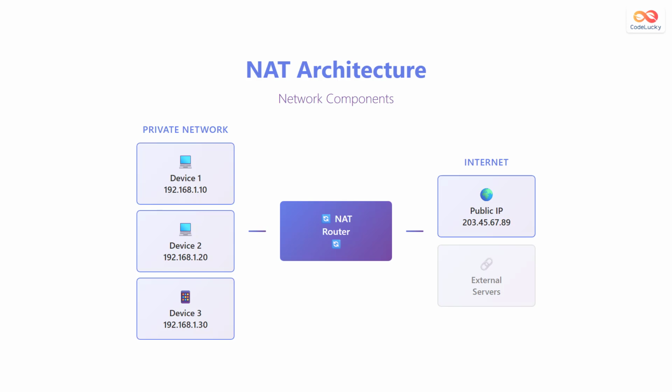In the middle sits the NAT router, which acts as the gateway. It has two network interfaces, one connected to your private network and one connected to the Internet. The router performs the address translation. On the Internet side, there's the external public IP address that represents your entire network, and beyond that are external servers and the broader Internet. All traffic between the private network and Internet flows through this NAT router, which translates addresses in both directions.